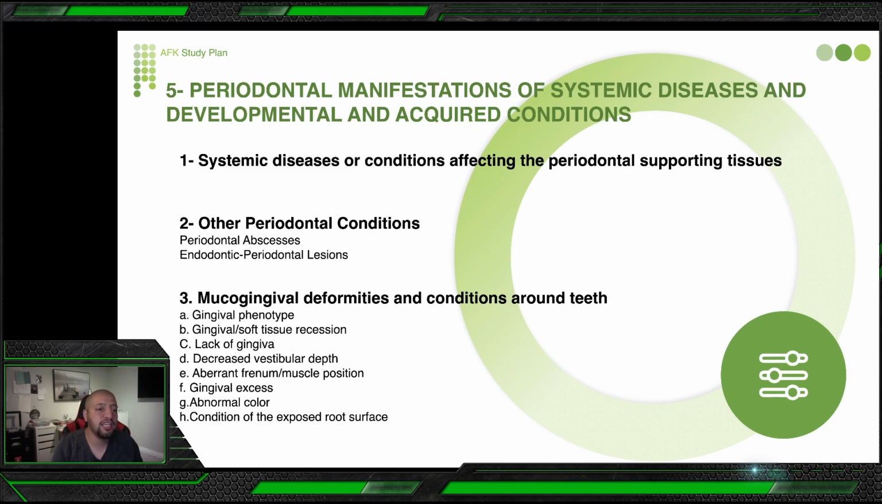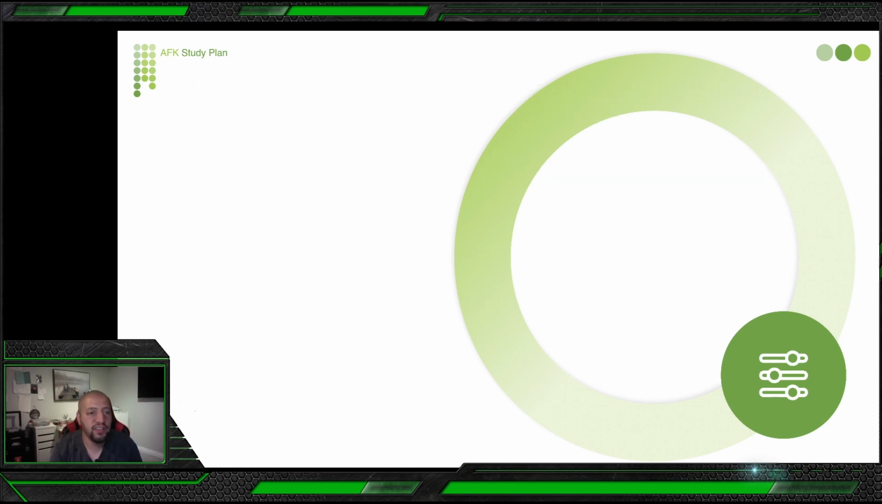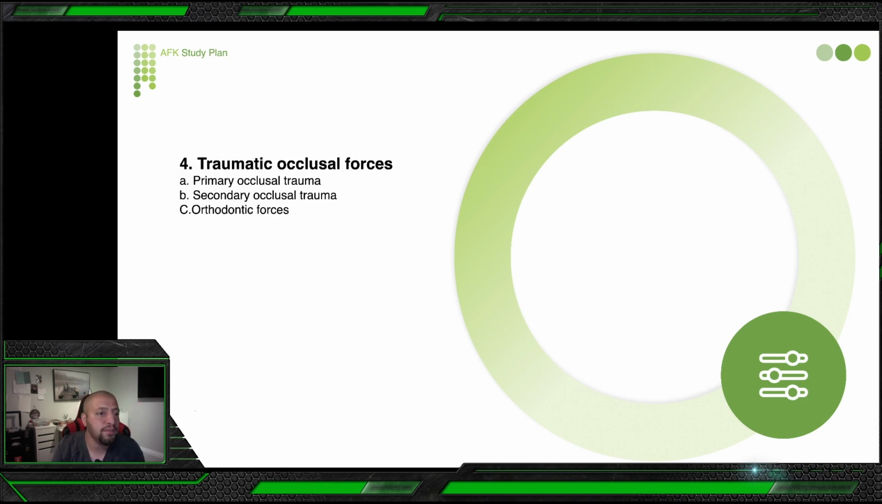Diagnosis of periodontitis is by exclusion. If you can say this bone loss is due to anything else, then it will be periodontitis, providing it's on two non-adjacent teeth. Okay, and then the last thing is traumatic occlusion.